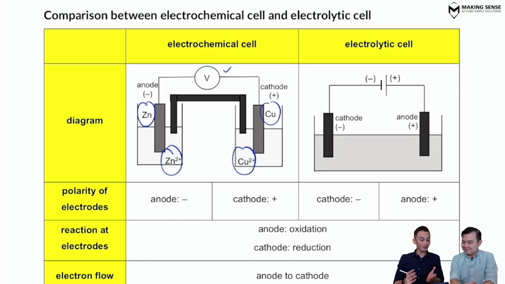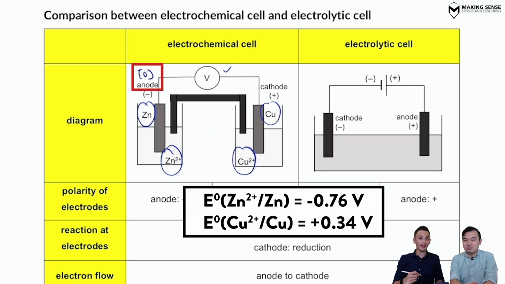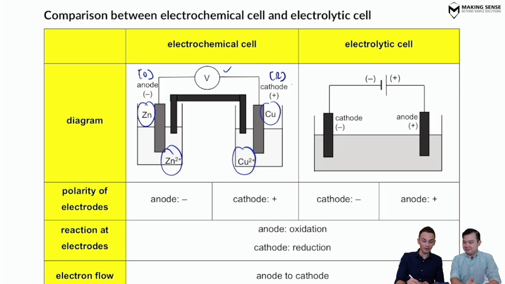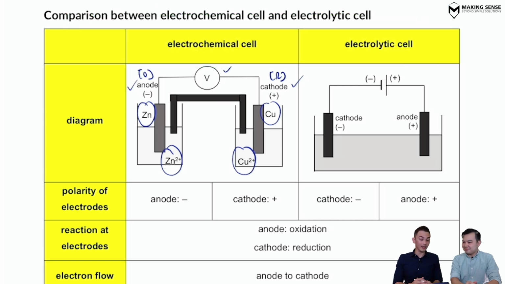So if you compare this with the data booklet, you will notice that the zinc 2 plus half cell will prefer to undergo oxidation and therefore this will be the anode. On the other side, this will prefer to go through reduction and therefore this will be the cathode. So it's all dependent on who is more positive, right? More positive should favor reduction and less positive should favor oxidation. So that's usually how we kickstart the thought process when it comes to electrochemical cell.